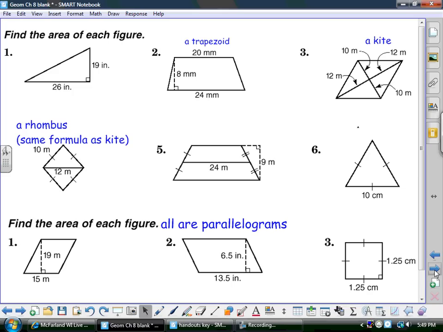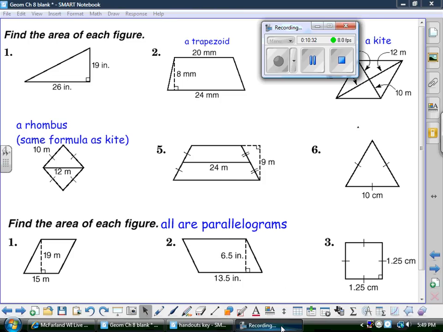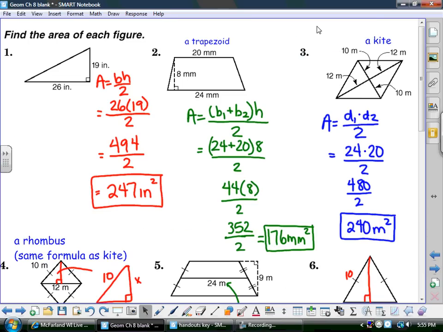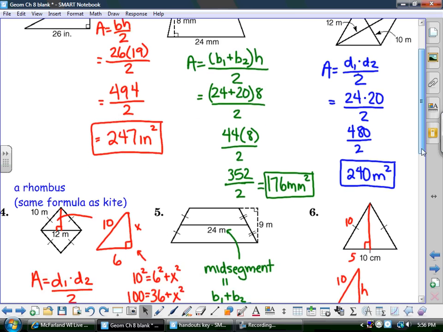I'd like you to try to figure out the area of these 9 figures on your own. Pause the video and figure out all 9 on your own, then restart the video and compare your answers. Compare your answers to the answers that I have for 1, 2, and 3. Four, 5, and 6 are really more of challenge problems.